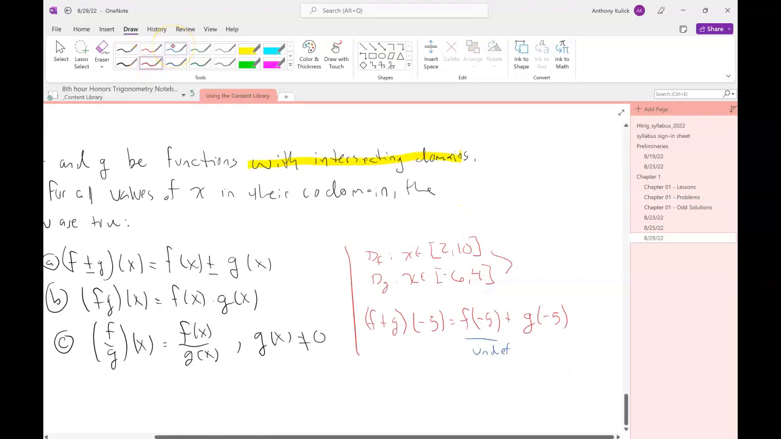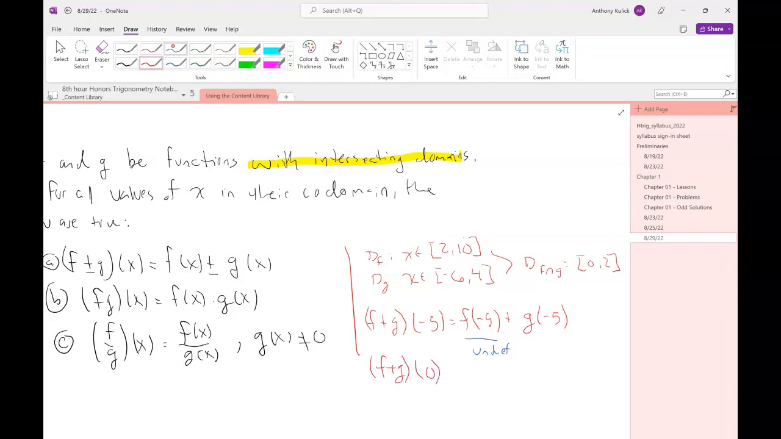Notice that the intersection of these two domains is 0 to 2. So if I did the same thing, but I did 0, that would be okay, because I can do f(0) and I can do g(0). That's why they need to have intersecting domains, because you need something in their codomain, because if you don't, you're just going to have a bunch of undefined mumbo jumbo, and you can't say undefined equals undefined. That's nonsense. Do you guys get what I'm saying?